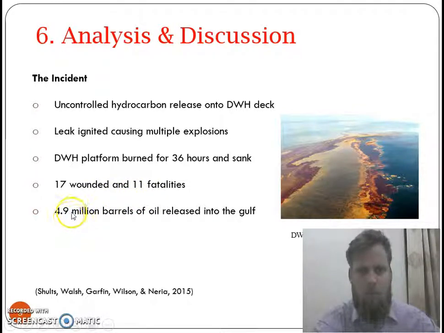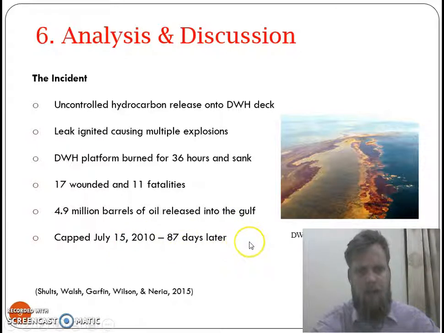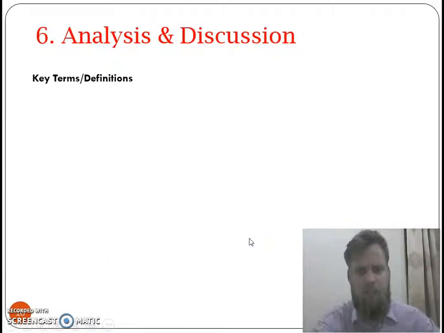There was 4.9 million barrels of oil released into the Gulf, so we can see this picture here. This is what gained worldwide attention, this big oil spill that really grabbed people's viewership. They were enamored by that, so that's why I included that picture. Eventually they capped the well 87 days after it started leaking.